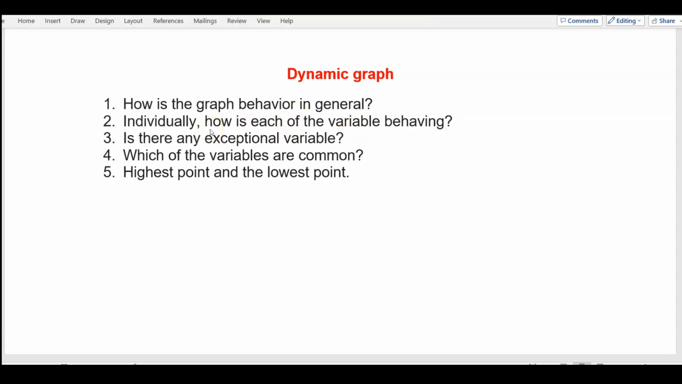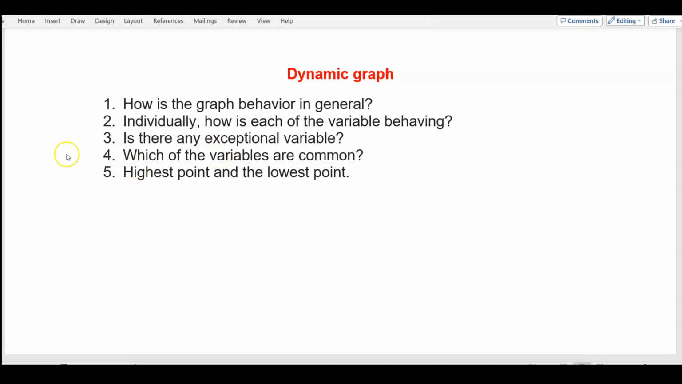This time you pick each of the variables, each of the keys, one after the other, and you assess the behavior or the trend of that particular variable. The third question is: is there any exceptional variable, or are there any exceptions among the common trends? There might be 3 or 4 variables, and one of them might have a different trend unlike the others. All of them might be going up, but one of them is coming down. That's an exceptional trend. So you have to look out for those exceptional trends.